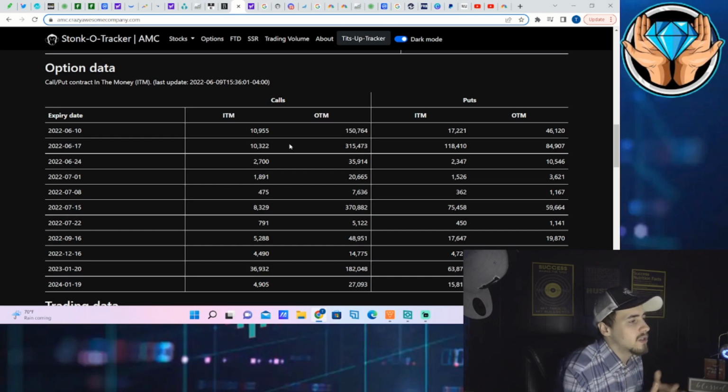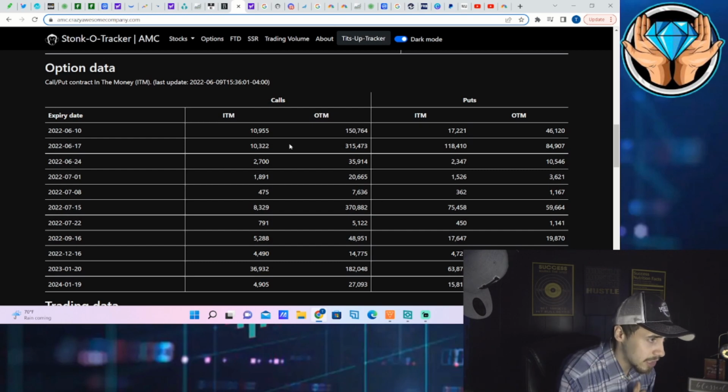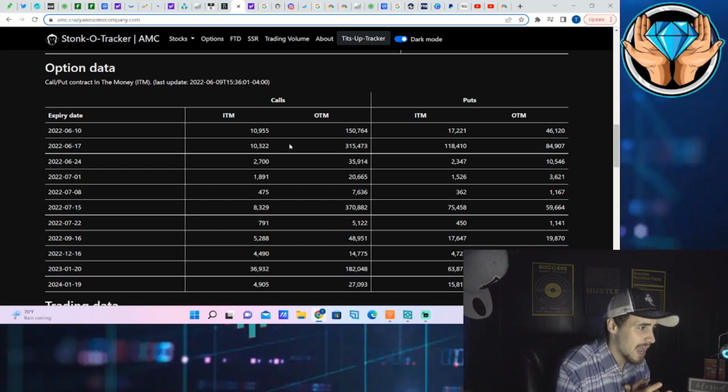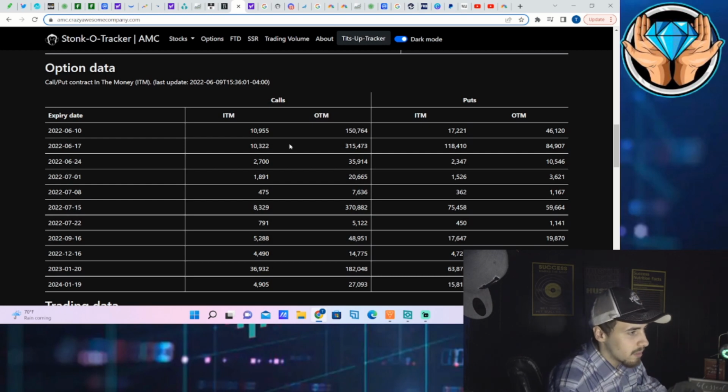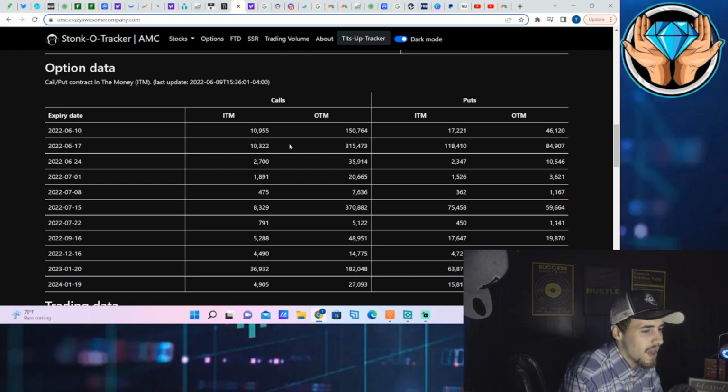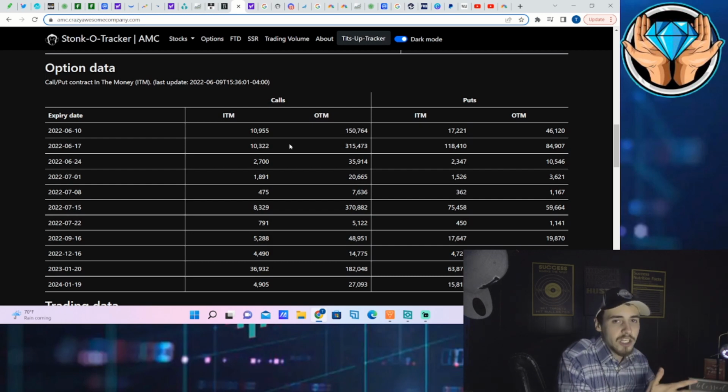Now, next week is also going to be a very important expiration, much more important than this actual week, and we already have 10,322 calls that are in the money and 315,000 calls that are out of the money. And even down the line, July 15th looks like it's going to be a big day as well. We have 370,000 calls that are already out of the money, and then 8,300 calls that are currently in the money. Very, very large ratios between out of the money calls to in the money calls.